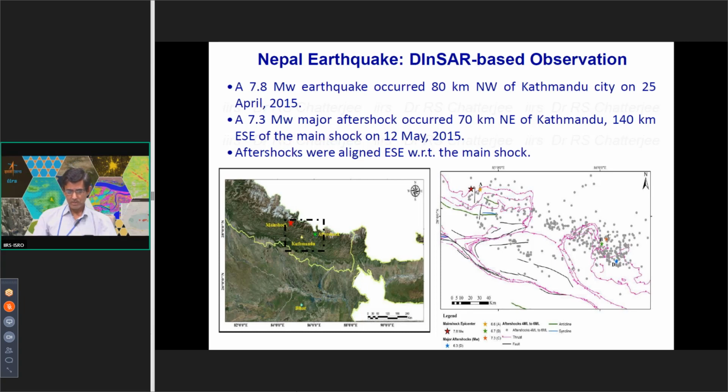So very interesting things happened. All the aftershocks we can see on the eastern side. This earthquake occurred basically at the main central thrust, very close to that, and it was a very shallow earthquake. That is why damage was also very substantial due to that earthquake.